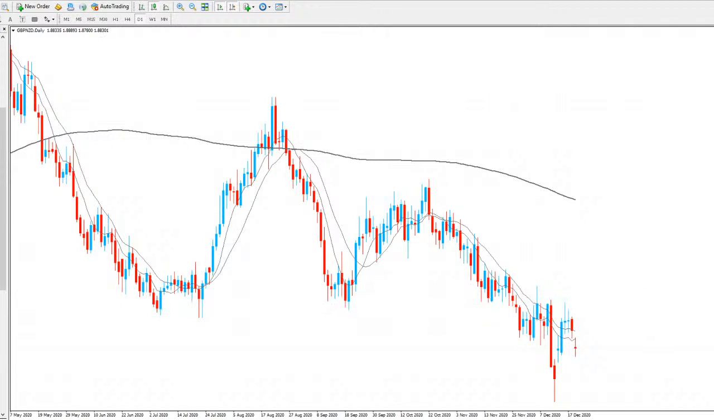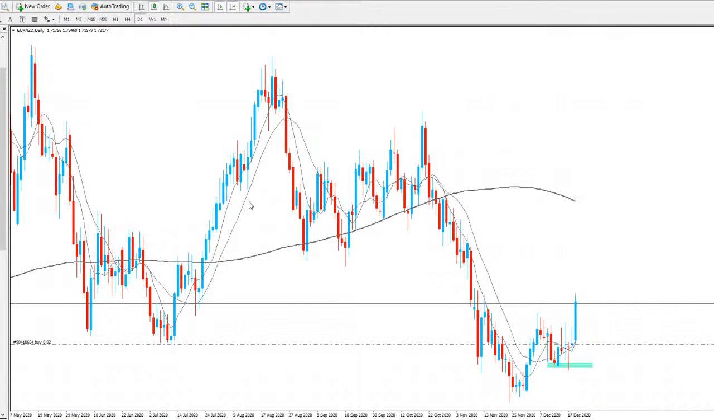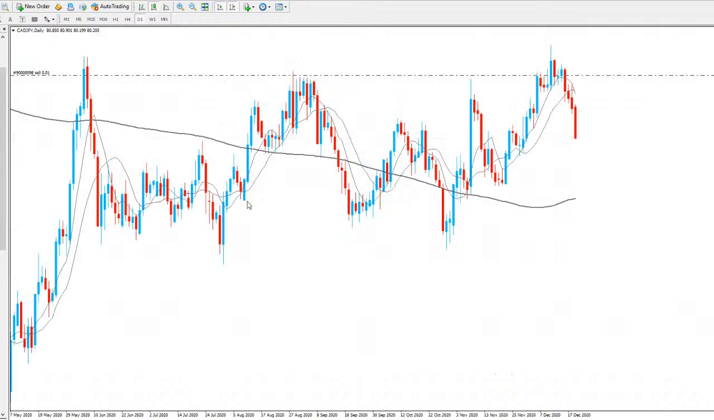So far I'm currently just in Euro/NZD and CAD/JPY. Probably going to look to exit those trades soon, but I still believe they've got a little bit more room to run for both those trades. We'll be seeing how they get on today.